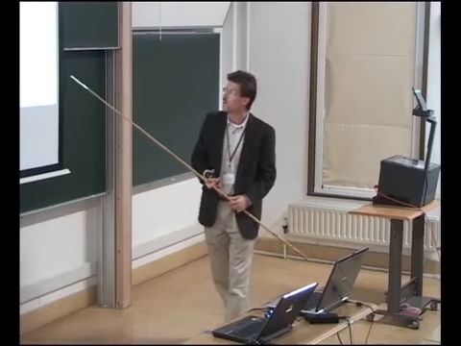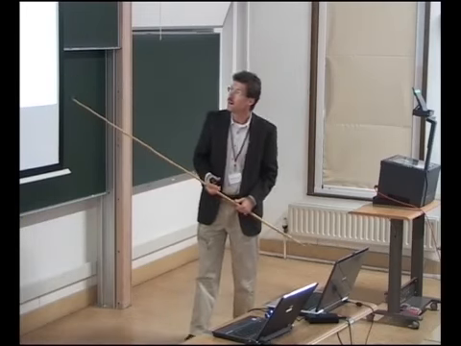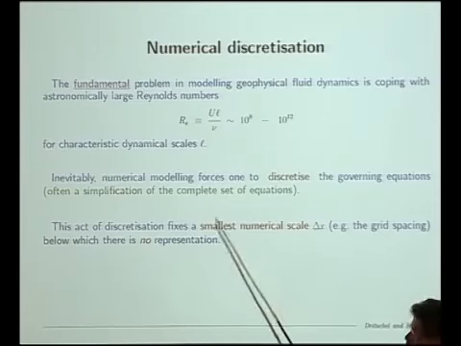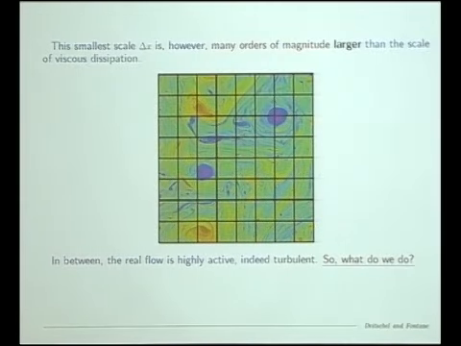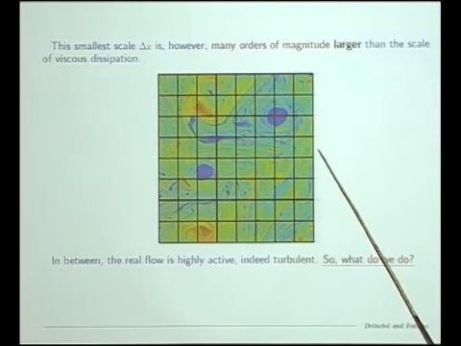But the problem is that in numerical modeling, obviously, we are faced with this problem of discretization. We are trying to seek a discrete approximation that's as close as possible to the real fluid we're trying to model. And we often not only discretize, but also simplify the complete set of equations. So there are hierarchies of approximations going on here. But even once you've adopted a particular set of equations like Oberbeck-Boussinesq, you still are faced with the problem of discretization. And discretization fixes the smallest numerical scale, call it delta x, the grid spacing, say, below which there is no representation.